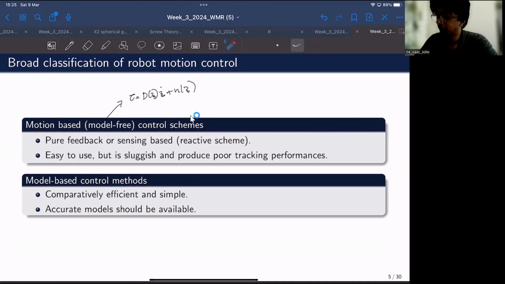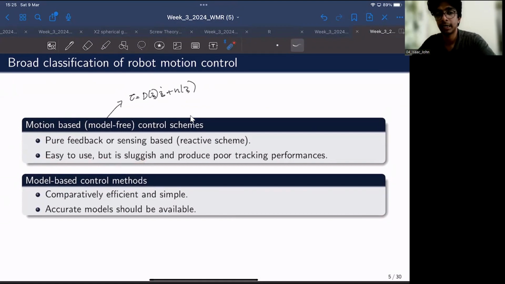So in the case of a model-free control, it purely relies on feedback. We disregard what is being told by, or what can be inferred from, the model of the robot. We disregard the model totally and we purely rely on sensory feedback. The thing is that these controllers are universal and do not have to be for a robotic system. These are very easy to use. But the problem is they are actually sluggish because they are reactive.